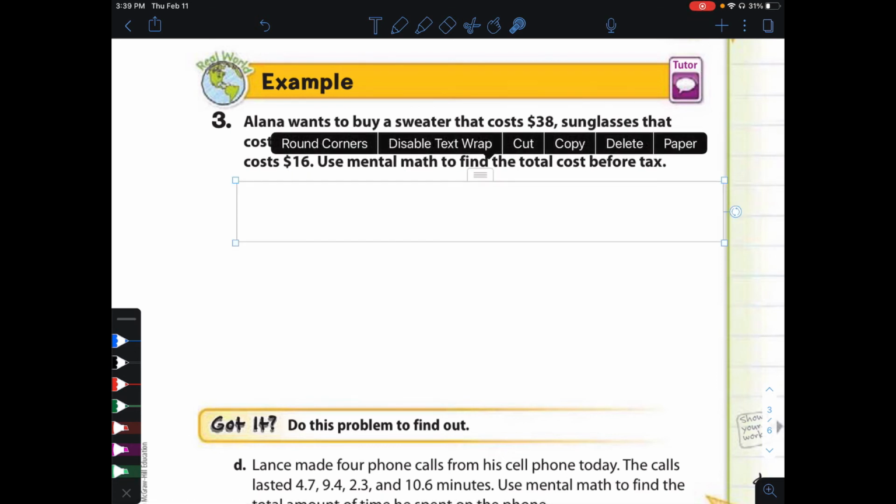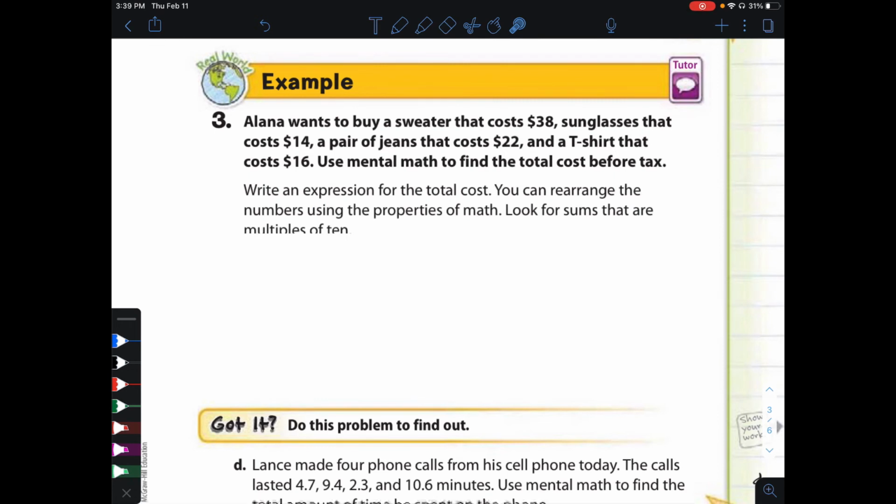So first we write an expression for the total cost. You can arrange the numbers using the properties of math. Look for sums that are multiples of 10. Okay, now what does that mean? It simply means that I have 38 plus 14 plus 22 plus 16. I want to make my addition faster, so I want to look for sums that are multiples of 10.